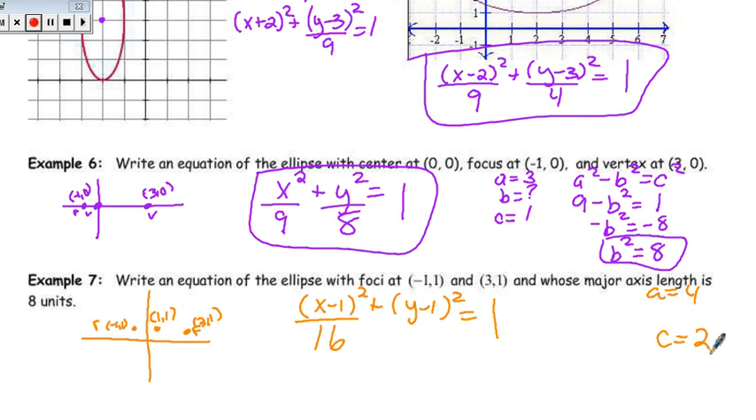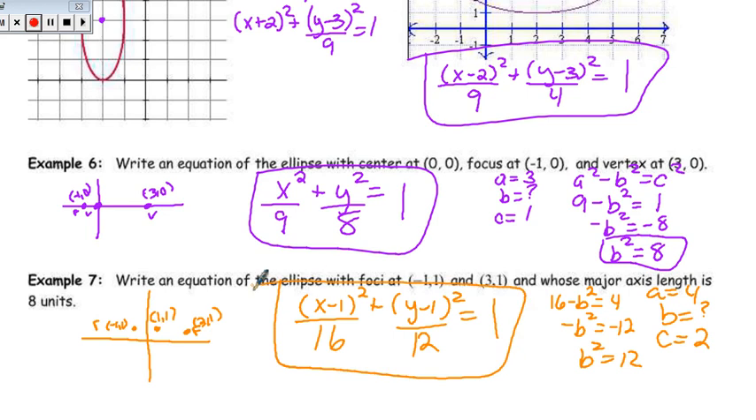And again, we're going to go back to that a squared minus b squared. So a squared would be 16 minus b squared, which is what we're looking for, is equal to c squared, which is 4. Minus b squared would equal negative 12. B squared would equal 12. And again, I don't really need to know what the length of that b is, the square root of 12. I'm not asked to graph this. I'm just asked to write the equation. And that's what we got there.